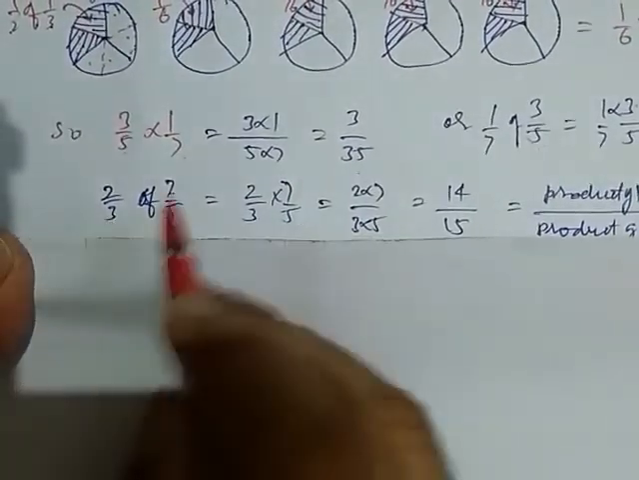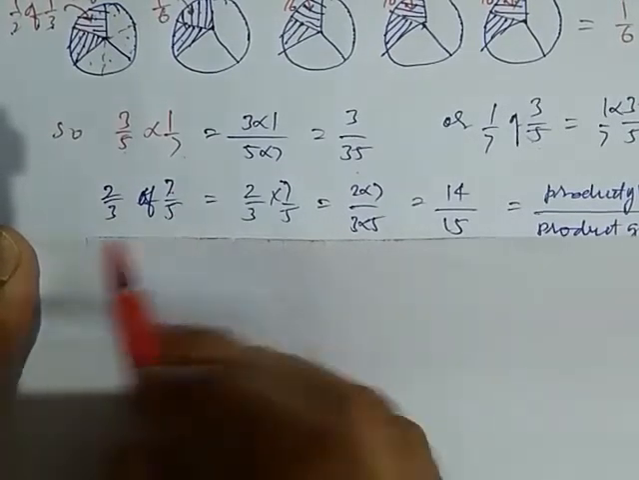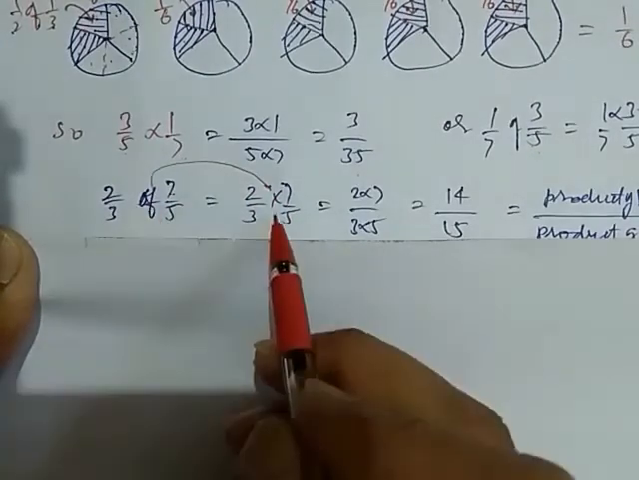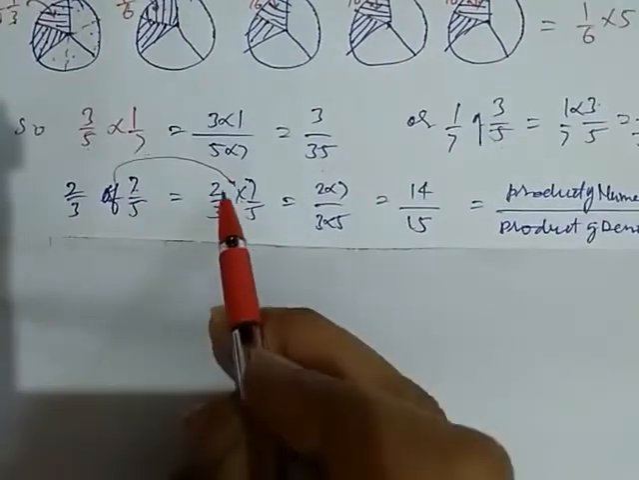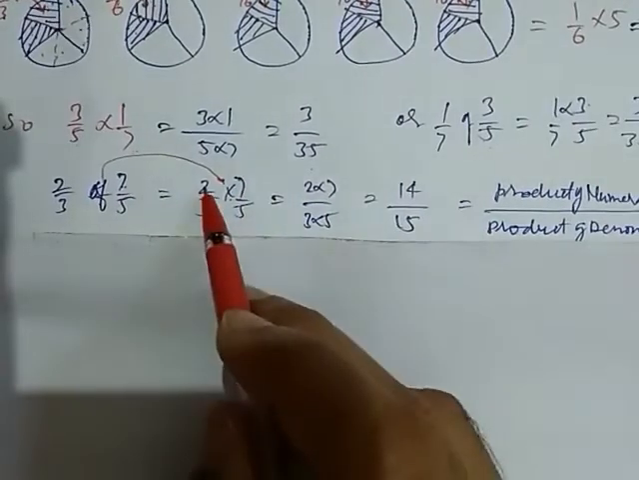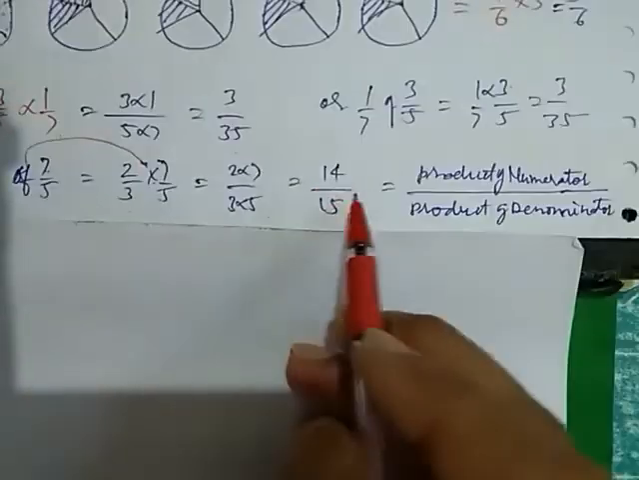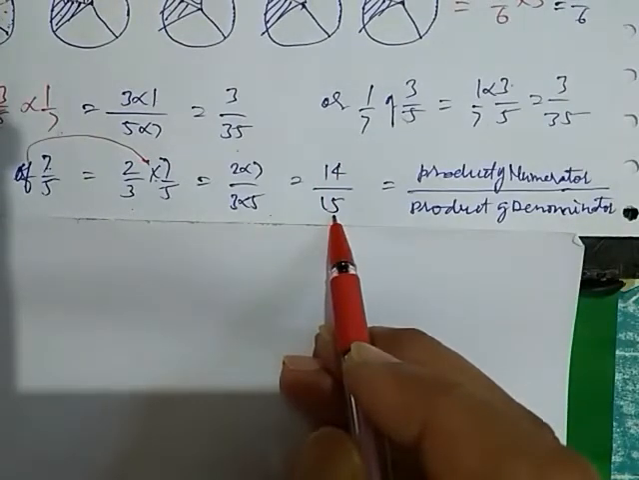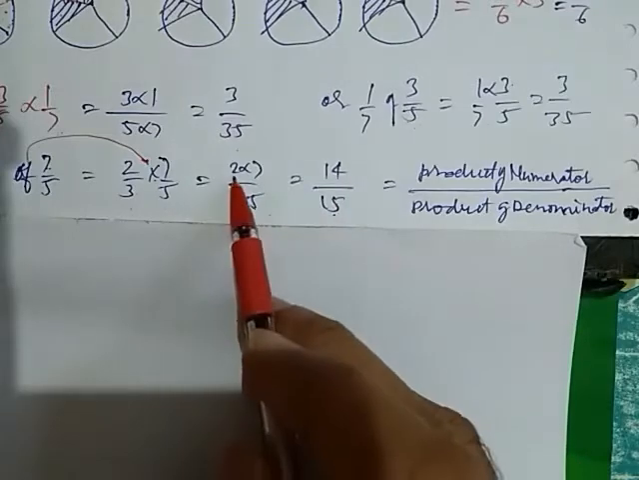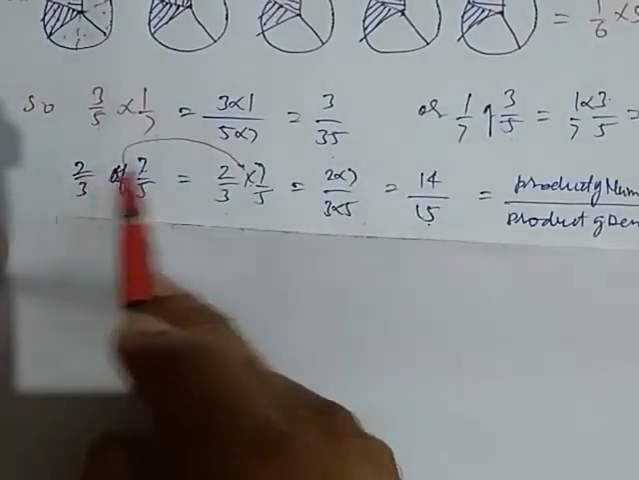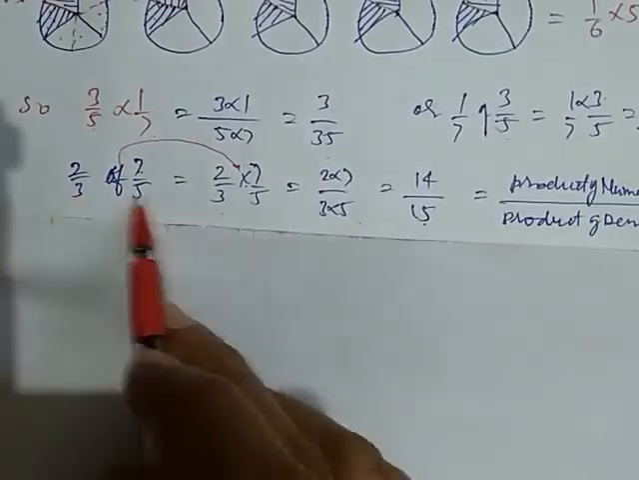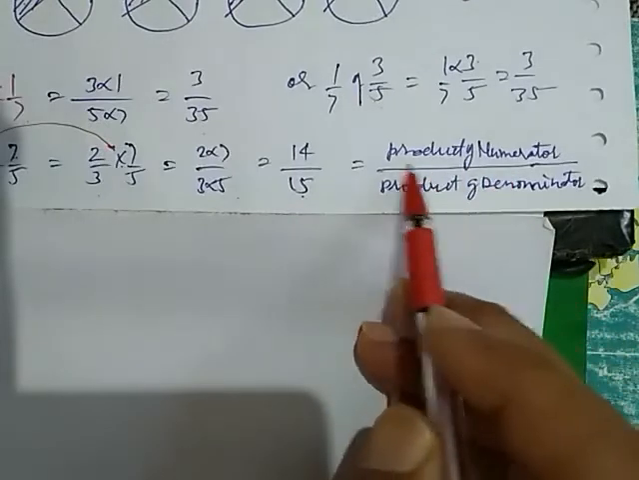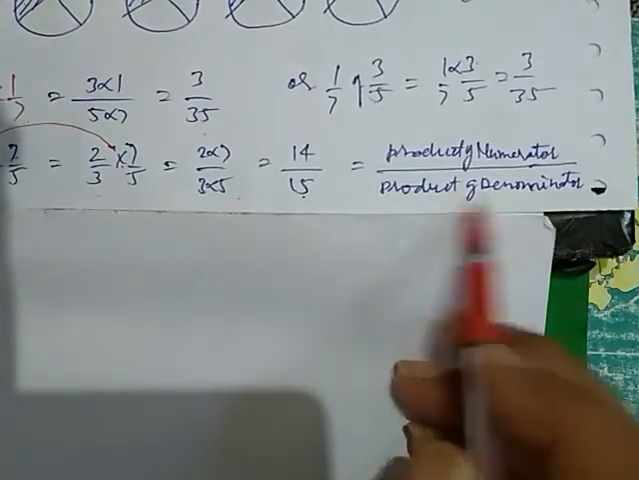Here 2/3 of 7 by 5. In 2/3 of 7 by 5, "of" represents multiplication. So this is 2 by 3 into 7 by 5. 2 into 7 and 3 into 5. So it becomes 14 upon 15. How does this happen? We just multiply both the numerators and both the denominators and we receive 14 by 15. So we can write it as product of numerators and product of denominators.